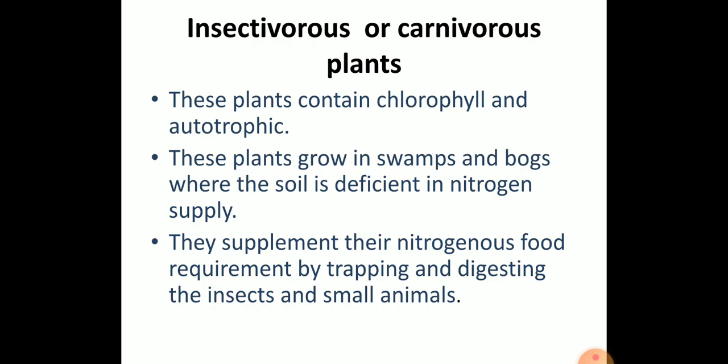These plants contain chlorophyll and they are autotrophic in nature. These plants grow in swamps and bogs where the soil is deficient in nitrogen supply. They supplement their nitrogenous food requirement by trapping and digesting insects and small animals.